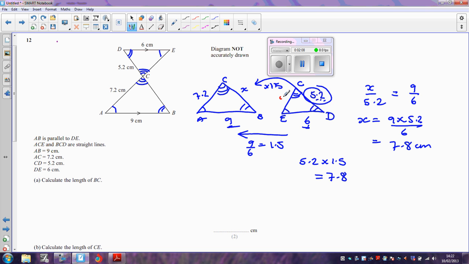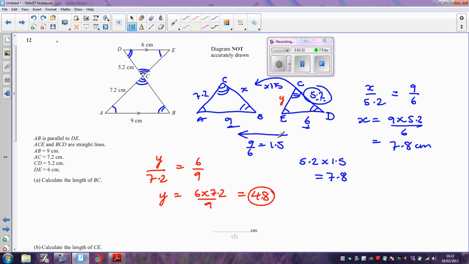Okay, we're now going to work out the length of CE, that's this one here, and I can use either of the two methods again. I can use the fact that y divided by 7.2 is going to exactly equal 6 divided by 9. In other words, y is going to be 6 times 7.2 divided by 9, and that comes out as 4.8.